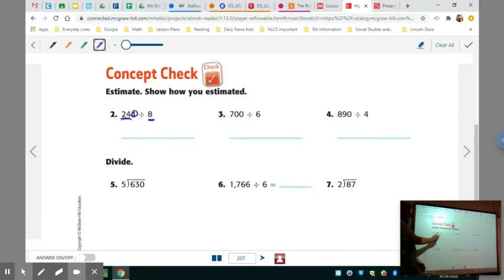Then you just say, well, how many times does 8 go inside of 24? 3 times. And then how many zeros are there? 1. So your answer is 30 when you're just estimating that.